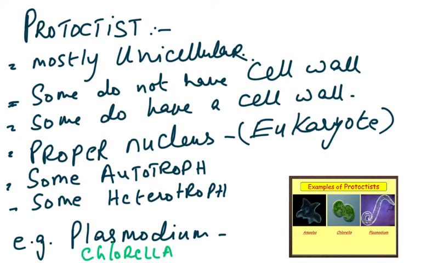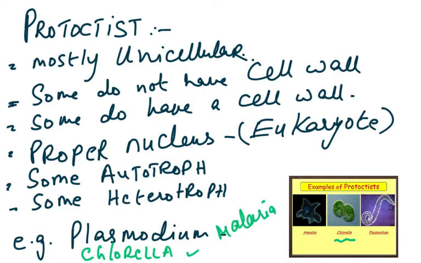Then we come to the next category, protoctists. They are mostly unicellular. Some do not have a cell wall, some do have a cell wall. They have a proper nucleus. They are eukaryotes. There are some autotrophs, some heterotrophs. The autotroph is chlorella, which I've given you here, and amoeba, plasmodium. These are the protozoa, which are the unicellular animals. Unicellular animals, so that makes it easy for you to remember. Plasmodium causes malaria, which you will study later.